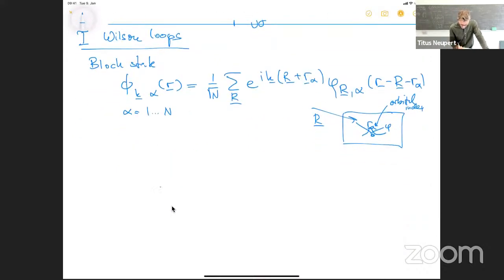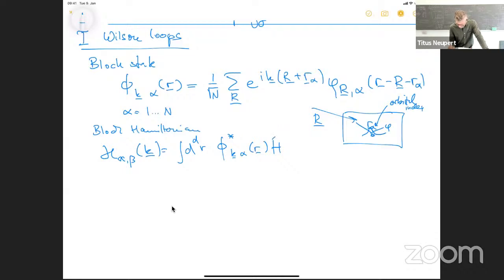Okay, and now based on this, the Bloch Hamiltonian, just for good measure, let me write it down, is a matrix that has these indices alpha and beta, depends on this momentum k, and is basically just the integral, the expectation value of these functions with respect to some Hamiltonian, whatever governs your electrons, including the lattice potential and everything. That's an operator now, this H hat, right?